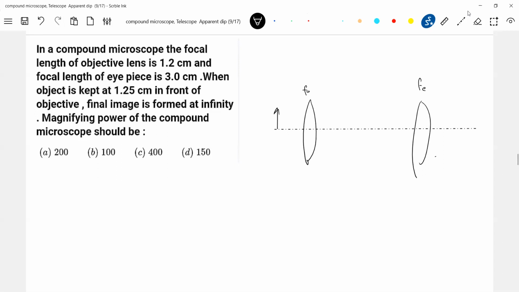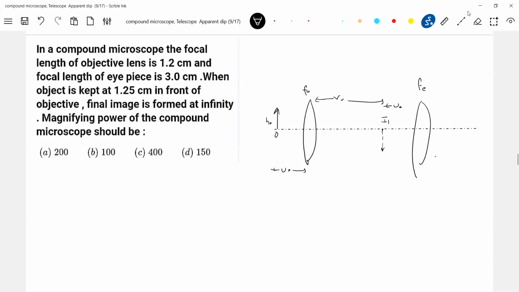The object is kept here, h0. It is at what distance? 1.25 centimeter. It will form an intermediate image, I1, and the final image is at infinity. Final image is at infinity. So this is u0, no? And this is v0.